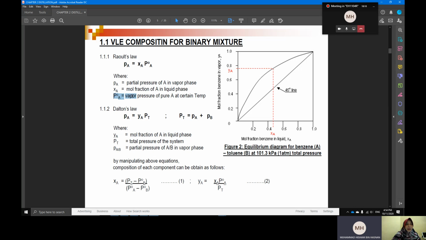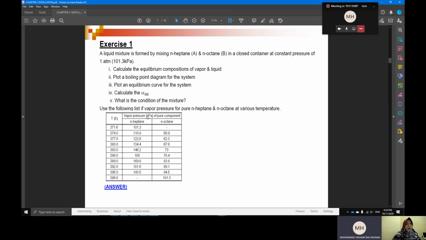Tengok ni. This one. Okay, kita nak kenal simbol dia. Kenal? Okay, so you ada PA naught. You juga ada PB naught kalau perlu. Kan? PB naught ni. Simbol. Because dalam soalan ini, dia bagi vapor pressure, pure component A, pure component B with the temperature. At certain temperature, you are given the vapor pressure of pure component A and pure component B.